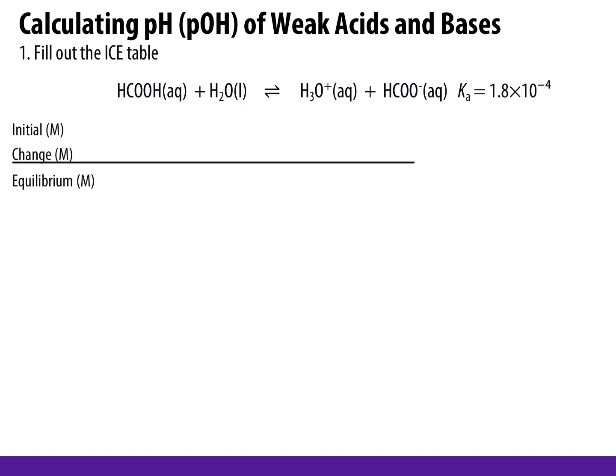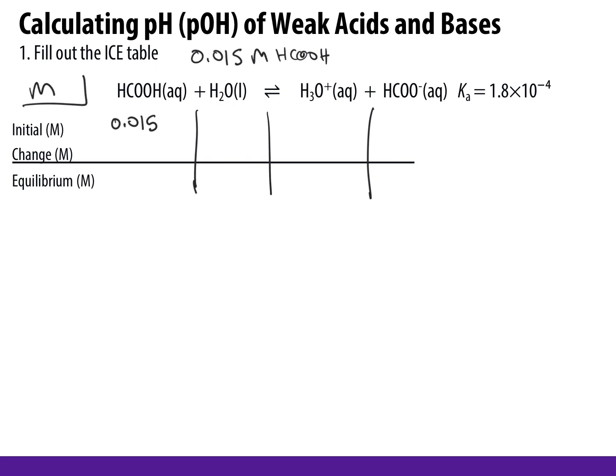Next, we're on to step 1, filling out the ice table. So the given information was 0.015 molar HCOOH. That's what's known as the analytical concentration, so that is our initial concentration in our ice table. So 0.015. Again, we're all in molar here. I'm going to write out our ice table, just add these lines. H2O is a pure liquid, so its concentration doesn't change.